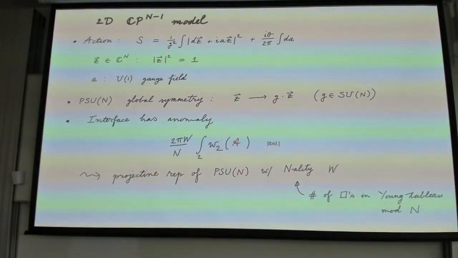What is background A in the action? Background A? A big A? Yeah, what would big A be in this case? So this is something that you introduce. How do you introduce it? You have to gauge the PSU(N) symmetry. There's N of these. It's a different vector. Oh, the little d becomes a big D. Yeah, basically. Yeah.